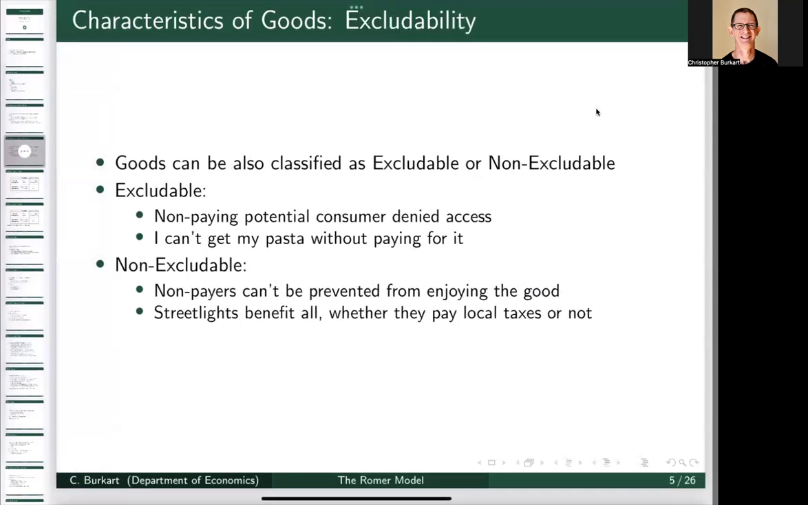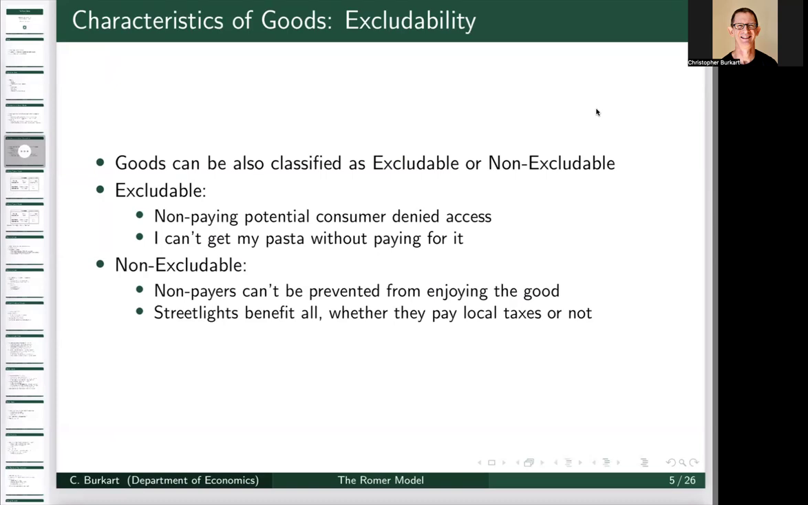The other dimension is something called excludability. So goods can be classified as either excludable or non-excludable. And I should mention that this is not necessarily meant to describe things in detail. There's kind of a continuum. You could think of things that are mostly excludable, or mostly rival, or pretty much non-excludable. But you can always think up examples that don't quite fit neatly into these categories. For our purposes, we're just concerned about the big picture stuff here.